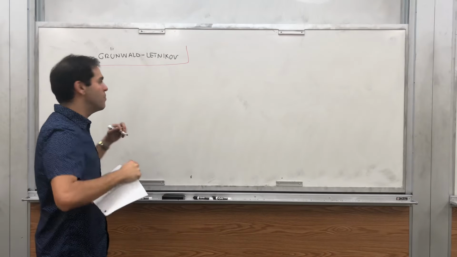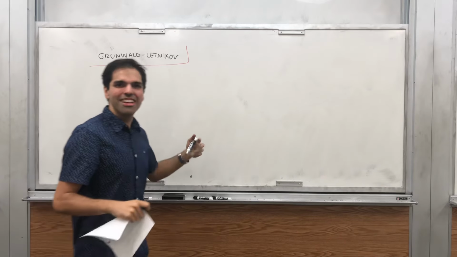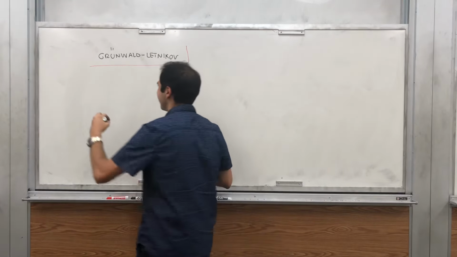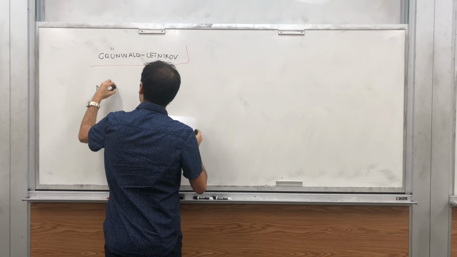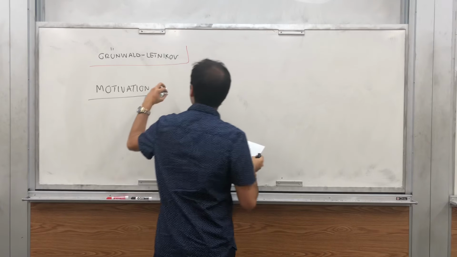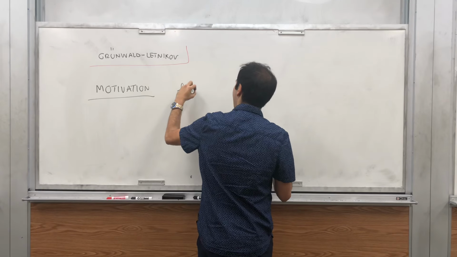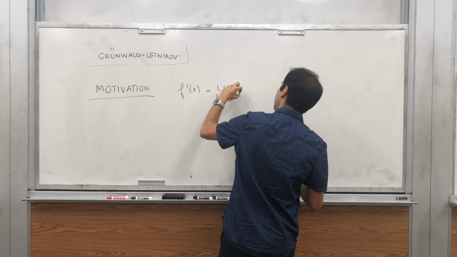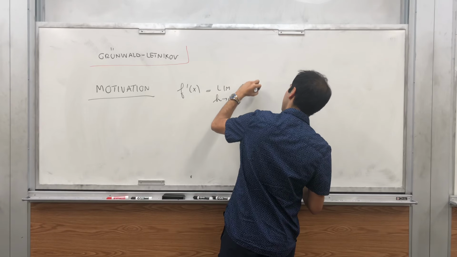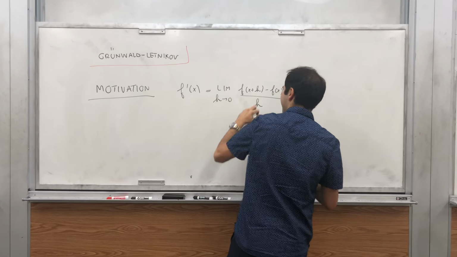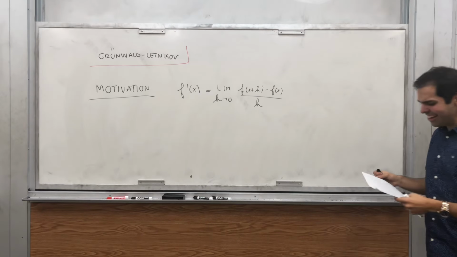And let me give you some motivation. Of course, all the motivation for fractional derivatives comes from regular derivatives. So let me talk a bit about motivation. What is the definition of the derivative? f prime of x is the limit as h goes to 0 of f of x plus h minus f of x over h. Hopefully we can agree on that.